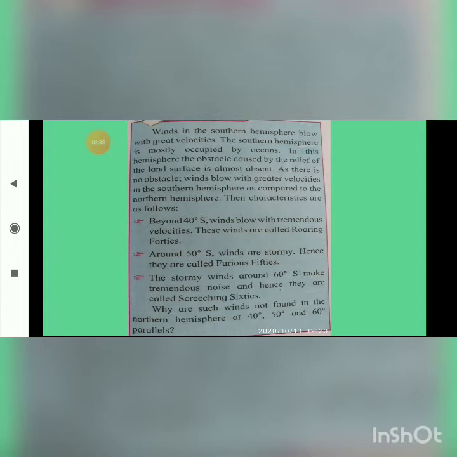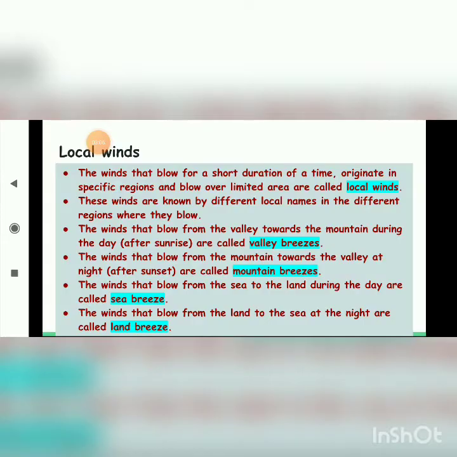The stormy winds around 60 degrees south make tremendous noise, and hence they are called the screeching 60s. Okay students, I hope you have understood about the roaring 40s, furious 50s and screeching 60s.